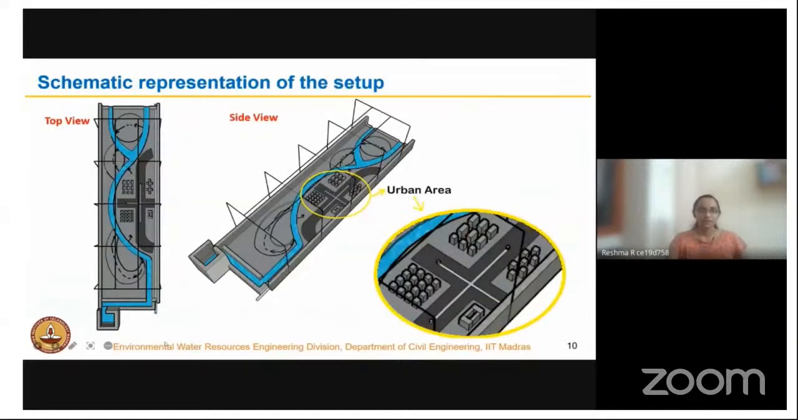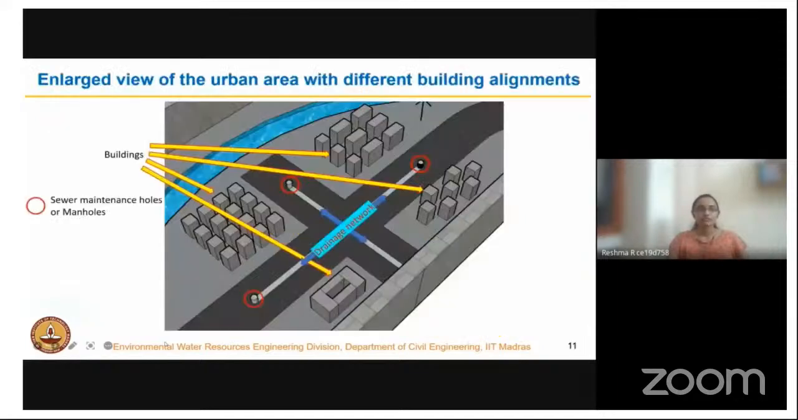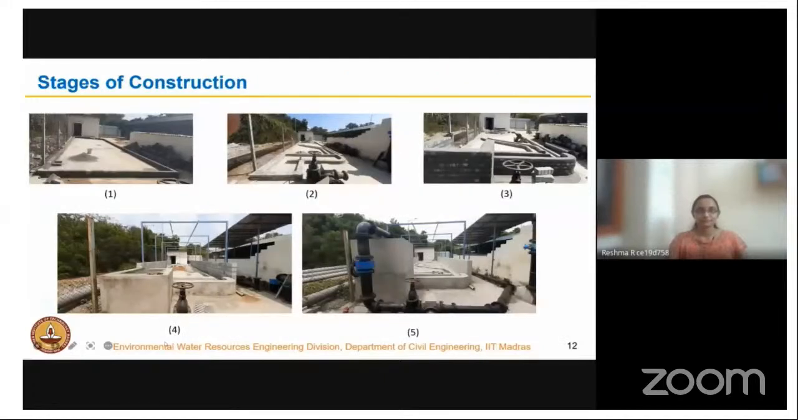A schematic representation of the setup is as shown in the figure. The blue color region represents the river network with adjacent floodplains, with urban area in one of the floodplains. An enlarged view of the urban area with different building alignments is shown in the slide. All the square and rectangular blocks represent the buildings. The area encircled in the red circles represents the sewer maintenance holes or manholes, and the crow's path represents the drainage network. The slide shows the stages of construction.